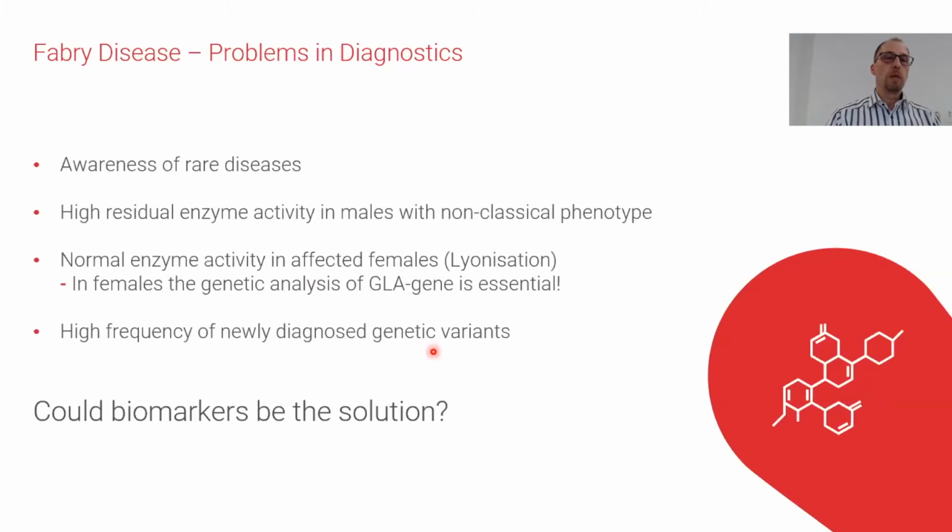And another problem is the high frequency of newly diagnosed genetic variants. So you get a lot of patients with a variant diagnosed which is not known so far, which is not described in the databases. As long as it happens in a male, you still have the enzyme activity to make a decision whether this genetic variant has a biologic, pathogenic impact or not. But what about the females, where you cannot use the enzyme activity? So that's the question now. Could a biomarker be a solution to overcome at least these problems in the diagnostics of the disease?